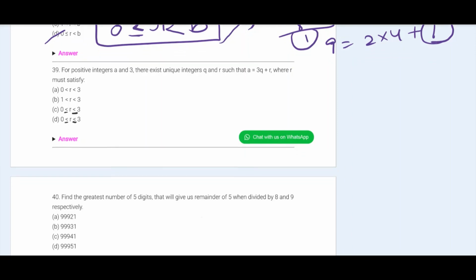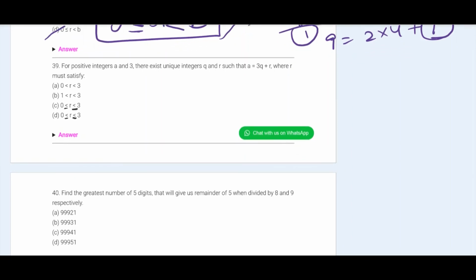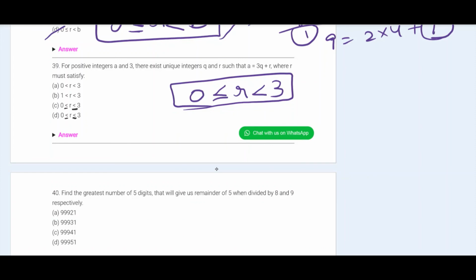So last two questions. 39th one. For positive integer a and 3, there exist unique integers q and r such that a equals 3q plus r, where r must satisfy... So r must satisfy r more than or equal to 0 and less than 3. So here, one option is wrong, option C. So this is your answer. If you have r more than or equal to 0, option A will be the answer.